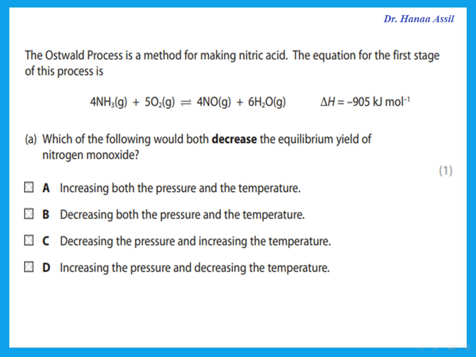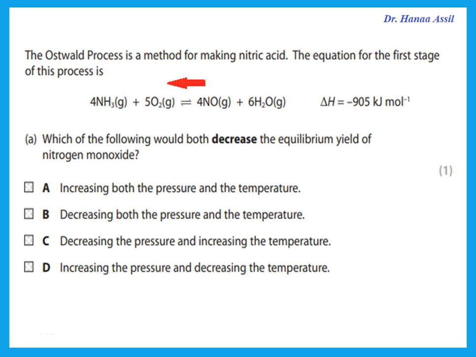So let's take a look at this question. It says the Ostwald process is a method for making nitric acid. The equation for the first stage of this process is this. Notice that it is an exothermic reaction. Which of the following would both decrease the equilibrium yield of nitrogen monoxide? So NO, I want to decrease NO. So in order to decrease NO, that means I want the reaction to go backward. So which of these will cause the reaction to go backward?